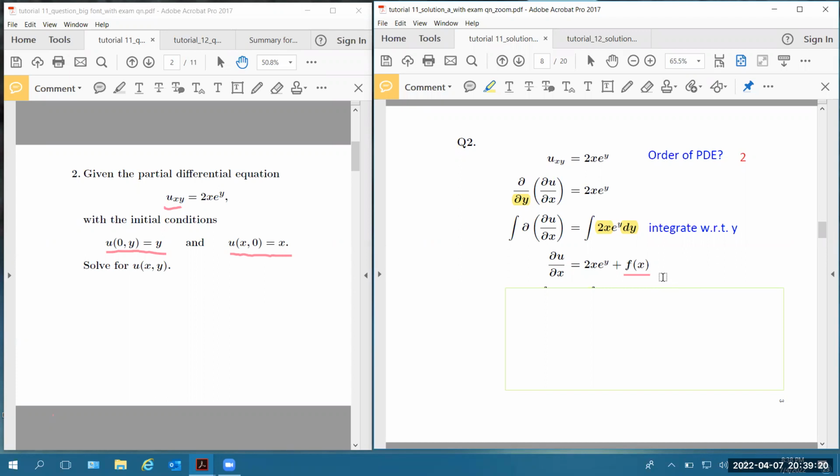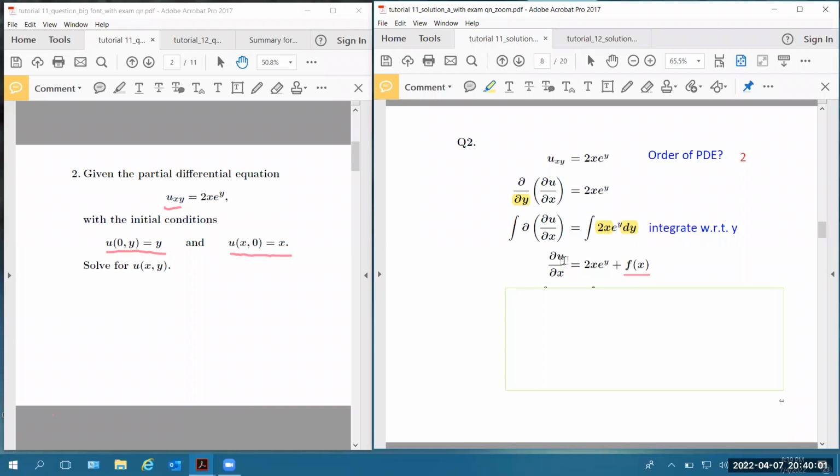Maybe you ask, why is it a function of x? Well, that's because when you do this integration, it's with respect to y, meaning your x here is considered as a constant. So this arbitrary function is like an arbitrary constant, so it is a function of x. Any questions here? Do you all understand why this is a function of x? It's because in this integral, your x is considered as a constant.